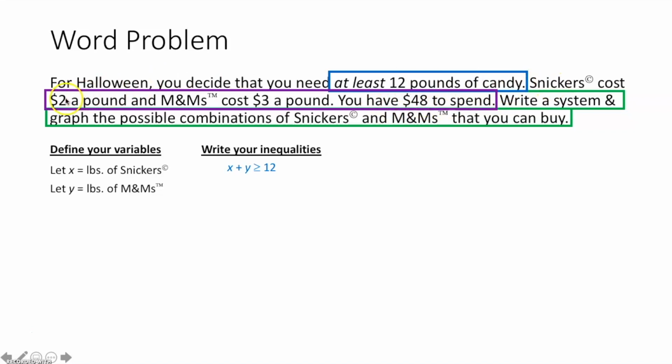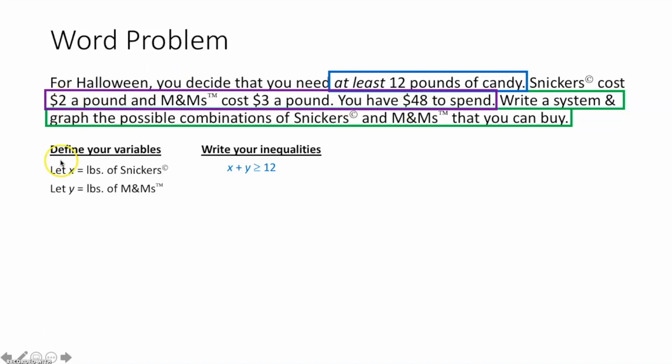Well, if Snickers cost $2 a pound, that means that 2 times X would give you the amount of money that you spend on Snickers. And then 3 times Y, since M&Ms cost $3 a pound, would give you the amount of money you spend on M&Ms. And if you add those together, that must be less than the amount of money that you have. You can't spend more money than you have.